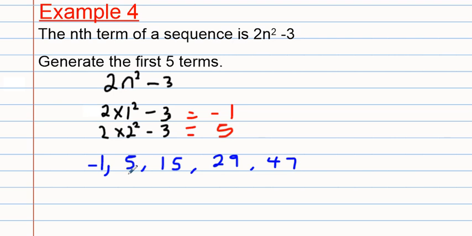Okay, did you get them right? So the first term is minus 1. Second term is 5, third 15, 29, and 47. Well done if you did.